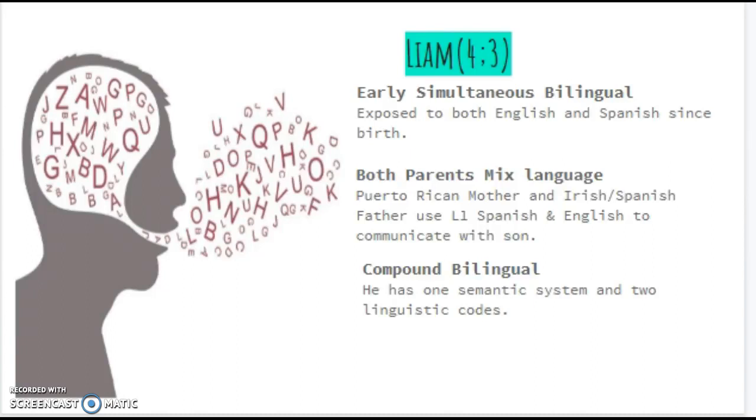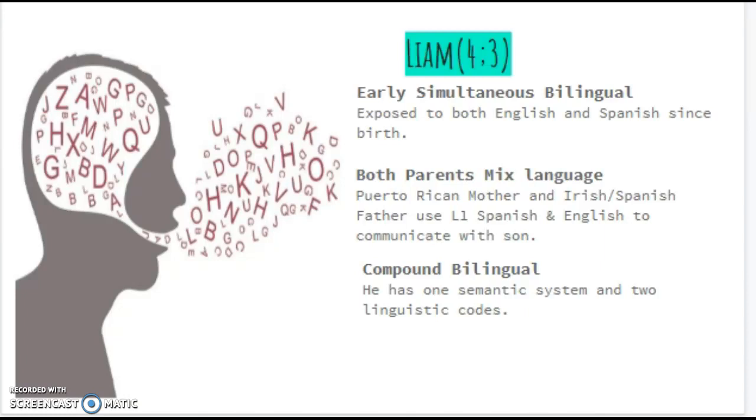Now, they say that they speak naturally and organically, so they don't have a real designated time where they use one language over another. However, it still is apparent that Liam can use both languages easily. He's a compound bilingual. He has 1 semantic system and 2 linguistic codes.